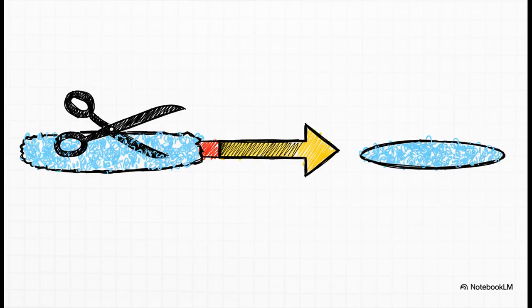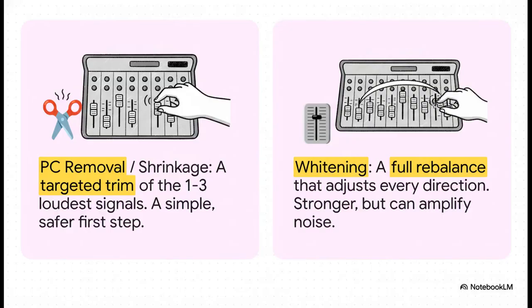So if we go back to our visual metaphor, PC removal is what takes your data's shape from that long, stretched-out cigar and collapses it into more of a flat pancake. By getting rid of that one dominant direction, you let all the other, more subtle dimensions of meaning finally shine through. Now, it's really important to distinguish PC removal from a related, but much more aggressive technique called whitening.